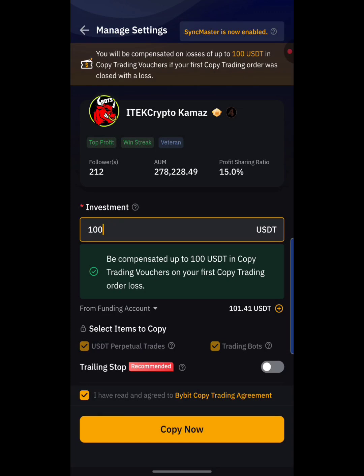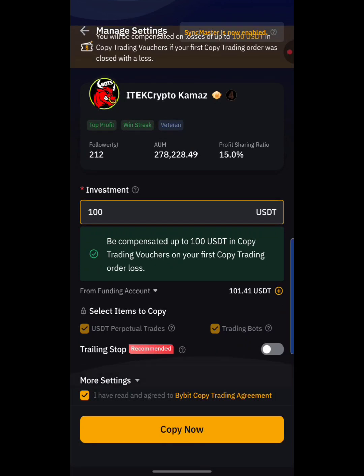Okay, so as you can see right here, that's his profit sharing ratio. It's actually 15%. All right, so what this means is that this trader takes 15% from whatever profit he makes for you, and you take 85%, guys. Okay, so that is basically how you split profit.